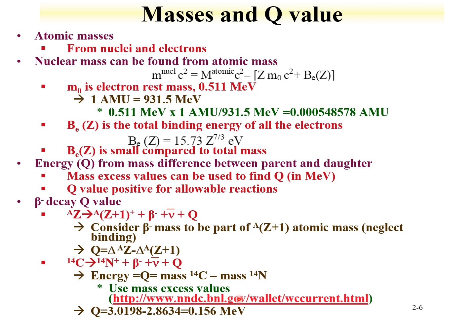So now we have a route for calculating energies for decays, and we've shown that we can calculate the Q value for the beta decay of carbon-14.